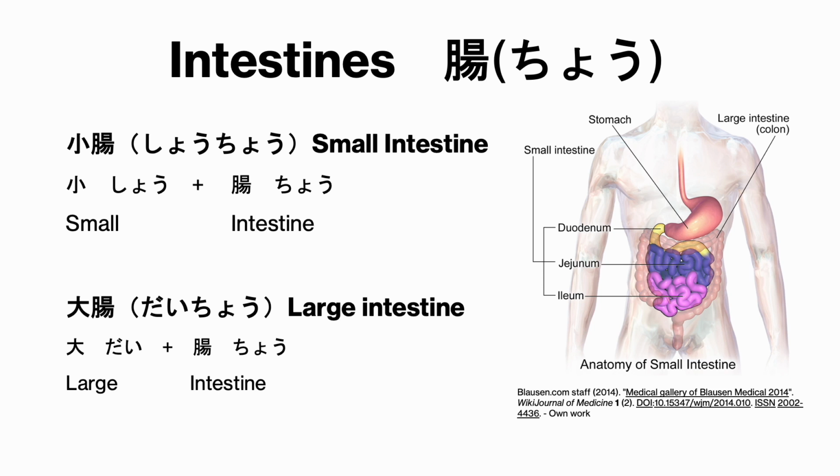So the small intestine in Japanese is shocho. As you can see in the kanji breakdown, it's made up of the kanji for small, which is sho, and the kanji cho for intestines, making shocho or small intestines. So a very simple and literal translation, which is the same for the large intestine, which is daicho, with the kanji for big in dai, together with the kanji for intestine being cho, making daicho or large intestines.